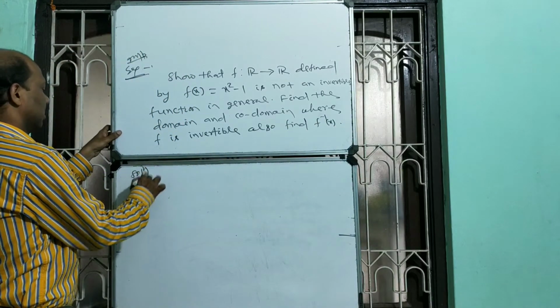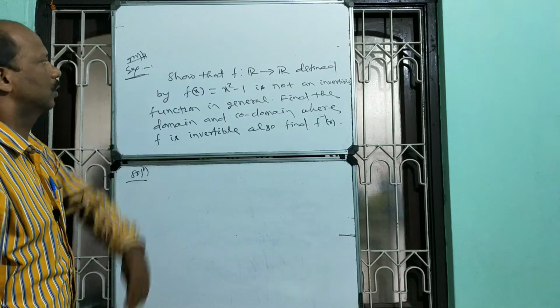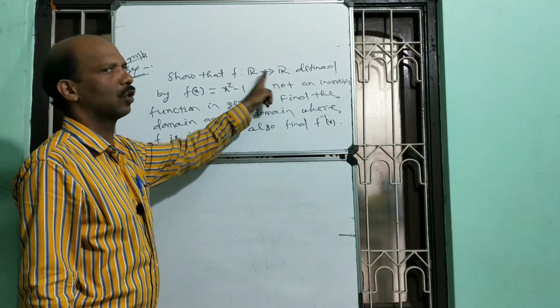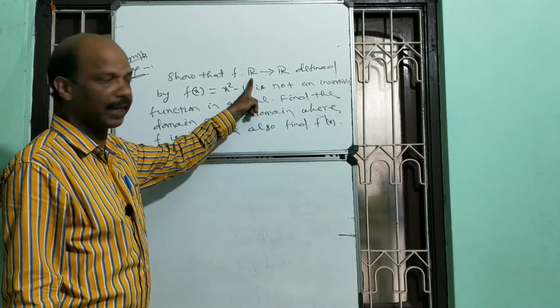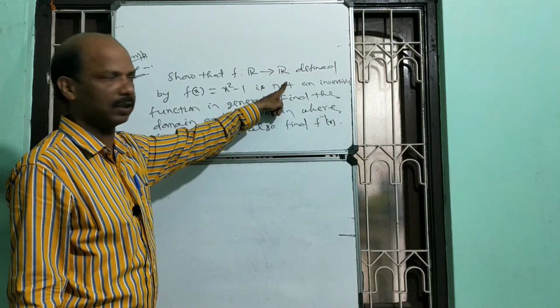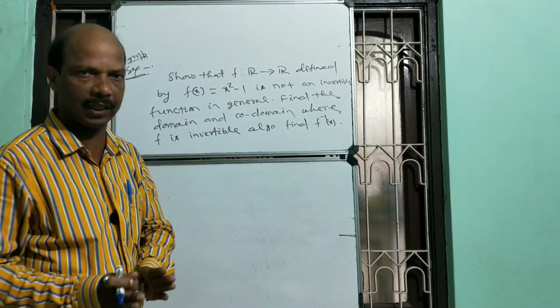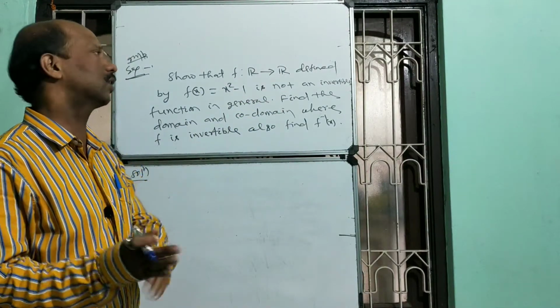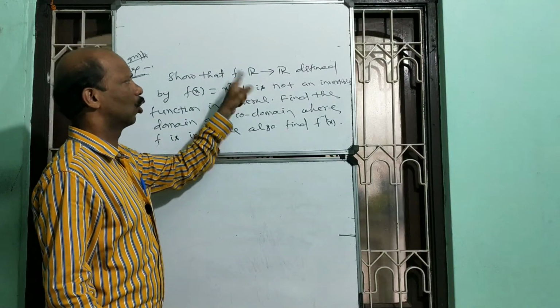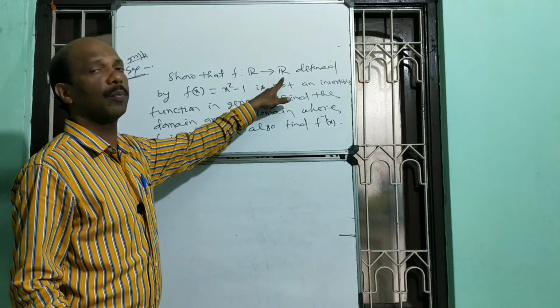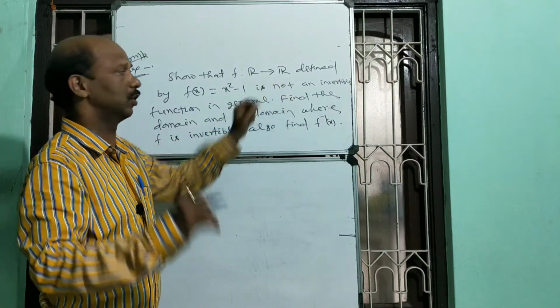The solution is here. First understand the question. Here f maps from R to R. That means the domain of the function is the real numbers, and the codomain of the function is the real numbers. For invertible, the function must be bijective, that is injective and surjective. For injective, the domain of the function is responsible. For surjective, the codomain of the function is responsible.